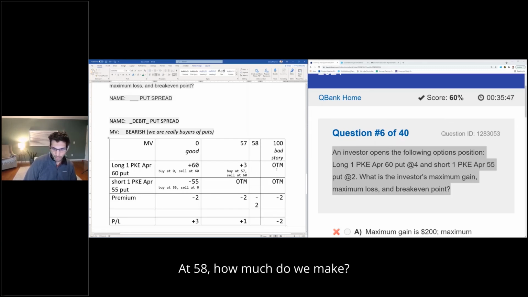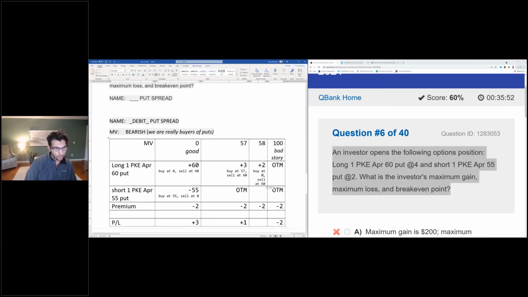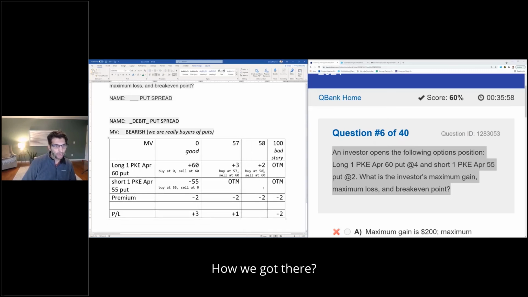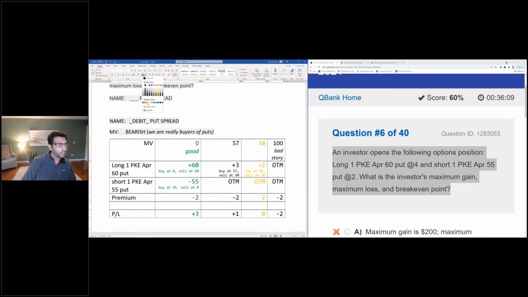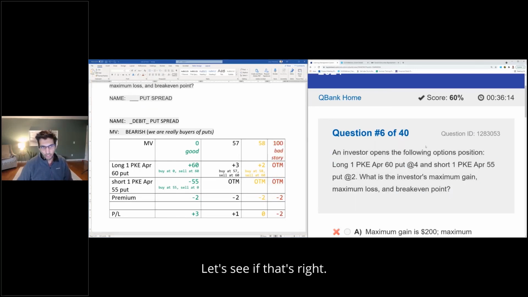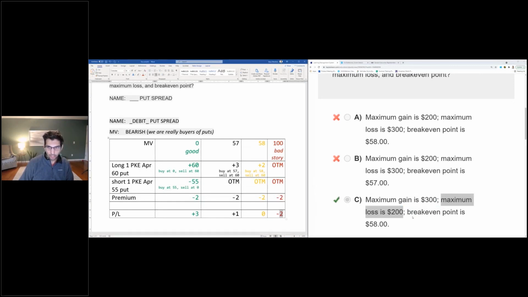At 58, how much do we make? We make $2. We buy at 58, sell at 60. Everybody with me there? This one's OTM. That's our break even. So we got max gain, we got break even, we got max loss. Let's see if that's right. Max gain $300. Bang. Max loss 200. Bang. Break even 58. Bang.